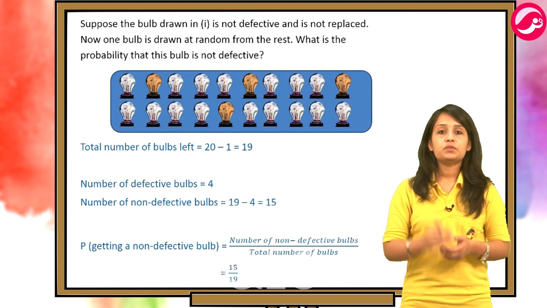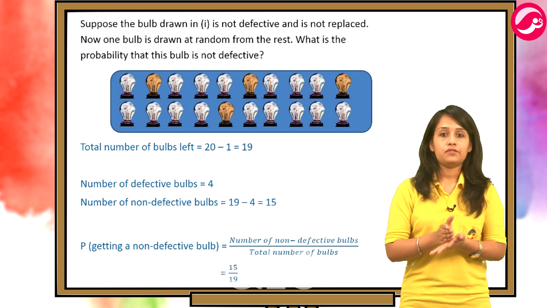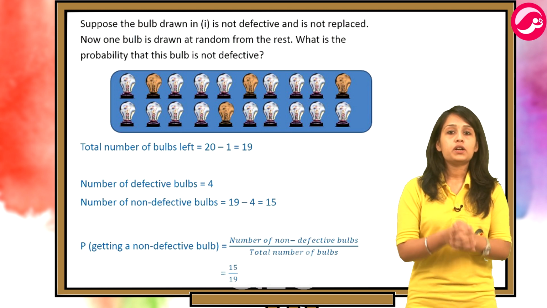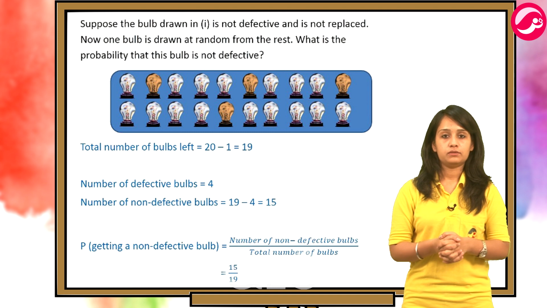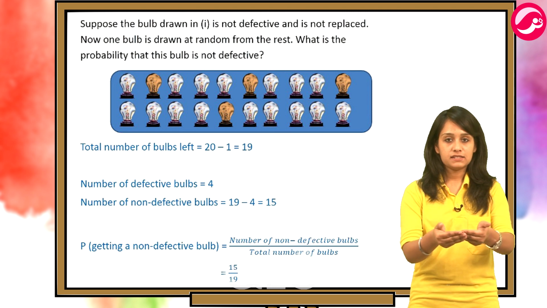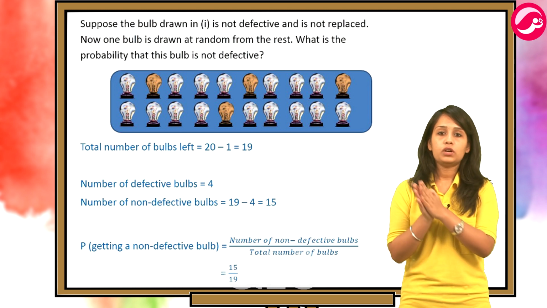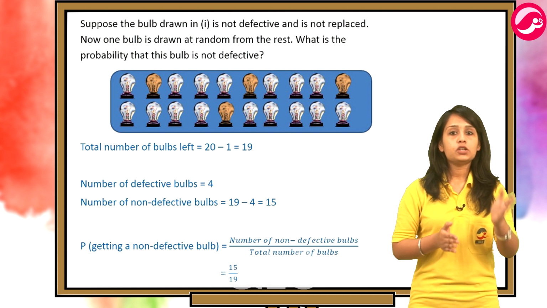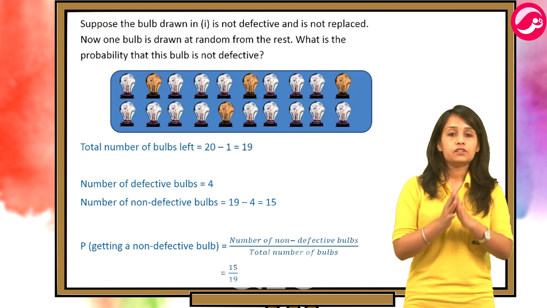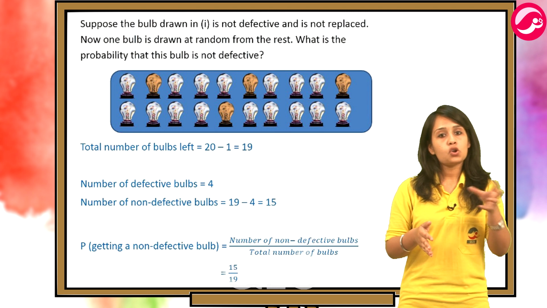The next part of the problem says that suppose the bulb drawn in the first part is not defective and is not replaced. Now one bulb is drawn at random from the rest. So what is the probability that this bulb is not defective? Now when the bulb drawn in the first part is not defective and is not replaced, and one bulb is drawn at random from the rest, the remaining total number of bulbs will be 19, and the remaining number of non-defective bulbs will be 16 minus 1, that is 15. We did this since we were told that the bulb drawn is not defective, that means it is non-defective.